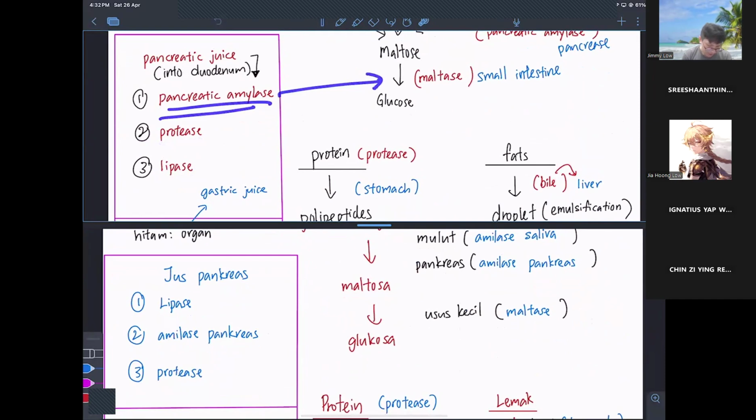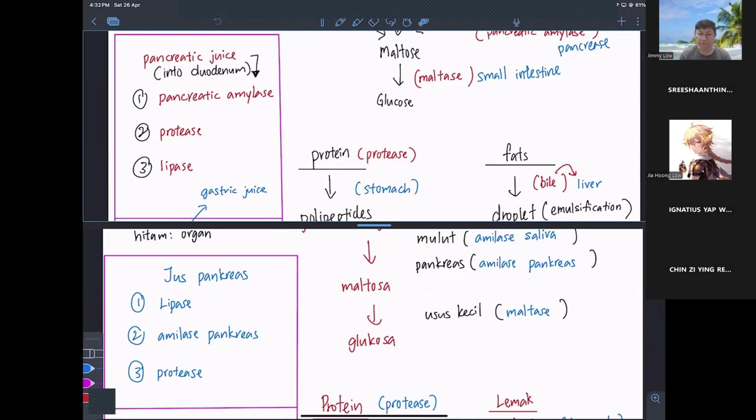This one is for your starch. This one is for your protein. This one is for your fats. Okay. So pancreatic juice is secreted to your duodenum. You have to know, duodenum is the beginning of your small intestine.